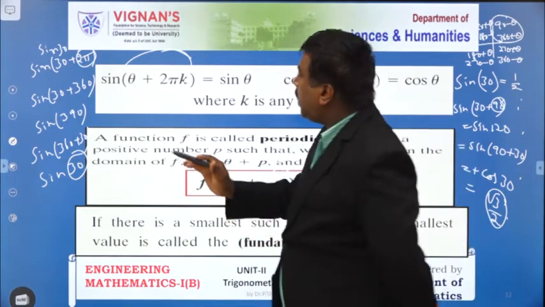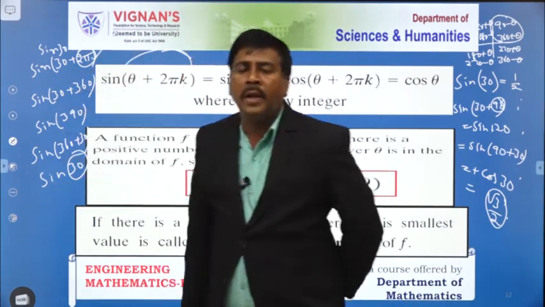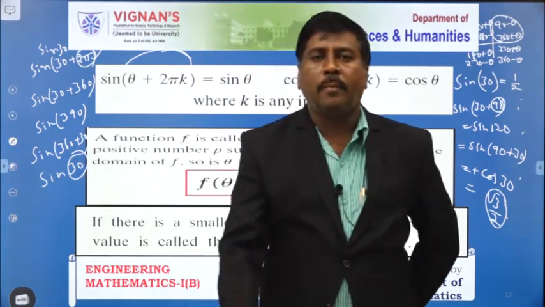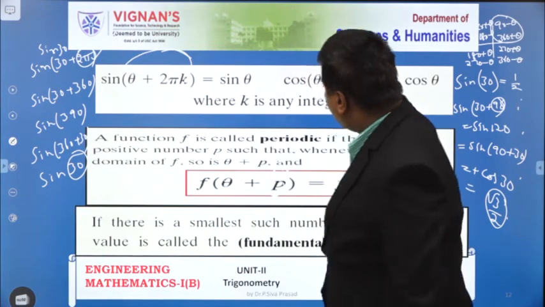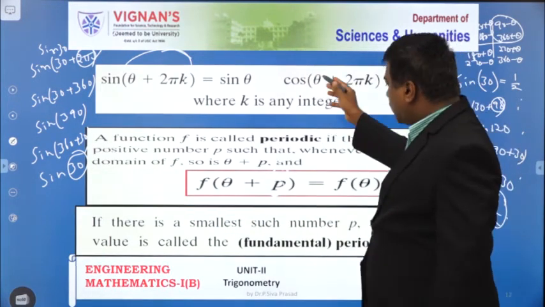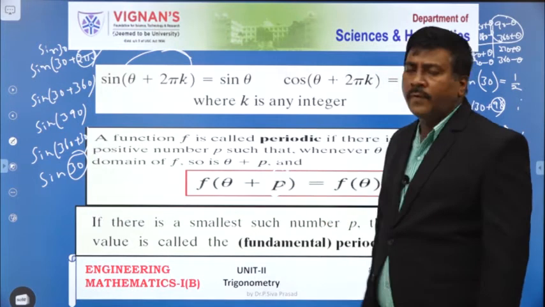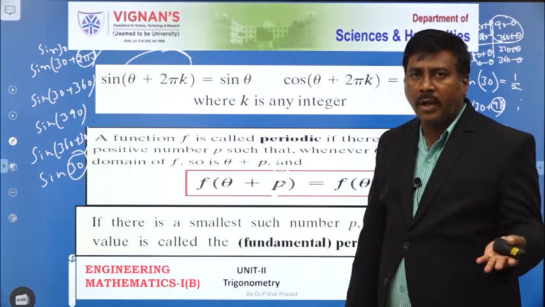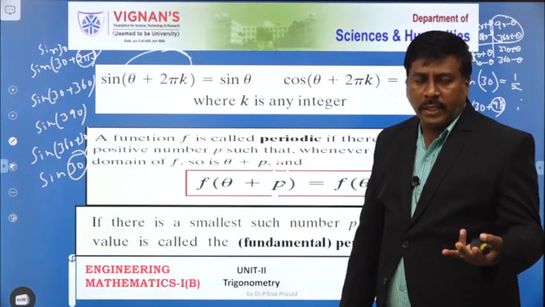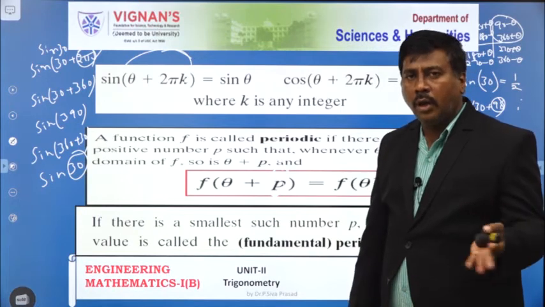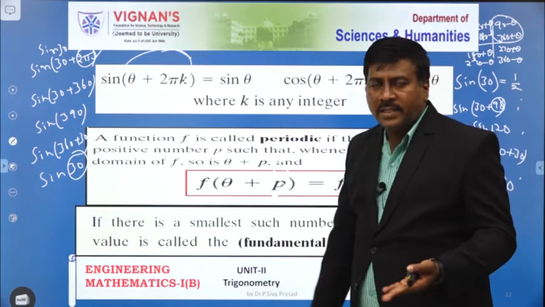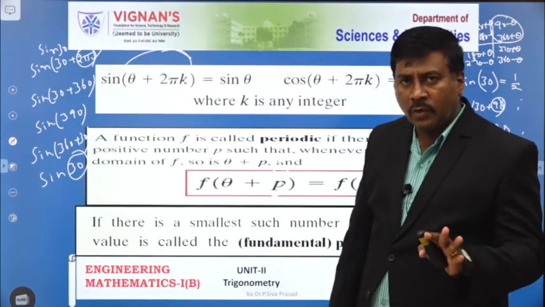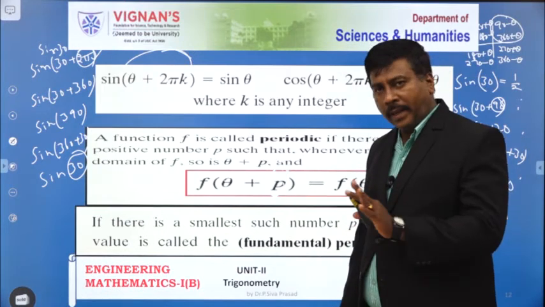Whatever quantity is added to the angle of the trigonometric ratio and gives the same value, that added quantity is called the period of the given trigonometric ratio. The sine and cos functions have a periodicity of 2 pi, and the rest of the trigonometric ratios, that is cosecant, secant, tan, cot, have a periodicity of pi. Please keep this in mind: except for sine and cos, which have periodicity 2 pi, the remaining trigonometric ratios have periodicity pi.